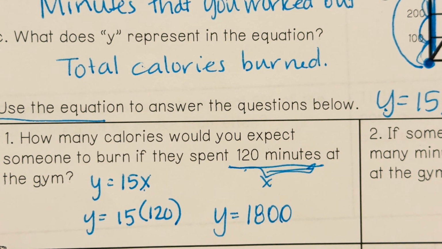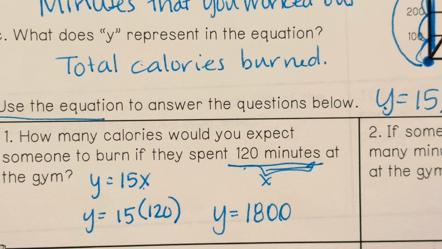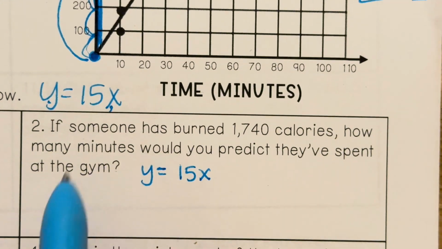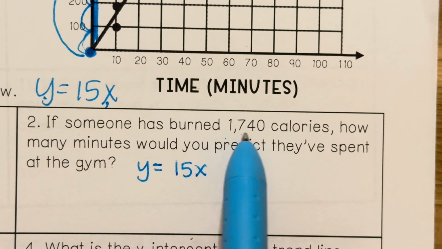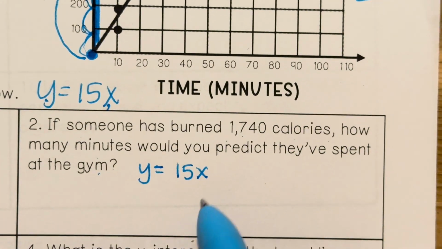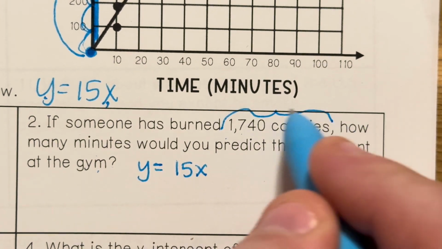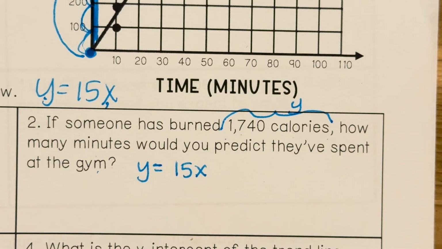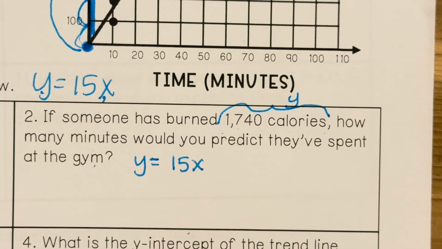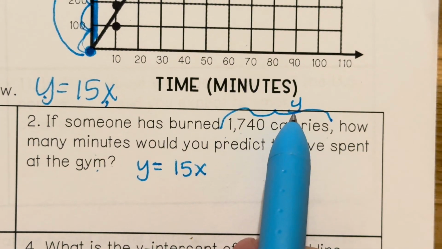Okay? Any questions on that one? All right, perfect. Now we're still going to use that same equation here, y equals 15x, okay, on this one. But let's read. If someone has burned 1,740 calories, how many minutes would you predict they spent? Well, what do I know? I know the number of calories, and in this case, the number of calories is actually y, right? This is the number of calories, the time in minutes. So on this equation, I actually know y.